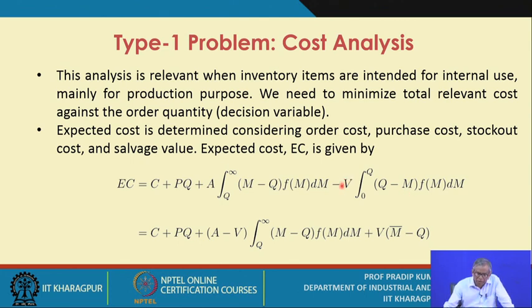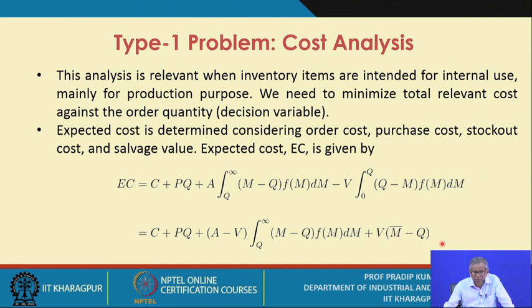That is why it is referred to as the salvage value. So, salvage value per unit is given as capital V, and this is the excess amount, that means the order quantity Q minus M, when the actual demand varies between 0 and Q. So, obviously, this is the excess amount. So, Q minus M f(M) dM. So, expected number of units excess. So, this is the total expression.